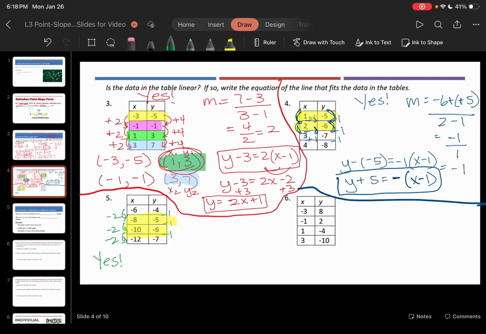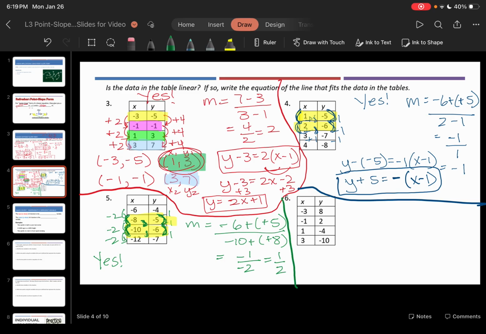But here's what does matter. This is the point negative 8 comma negative 5 and negative 10 comma negative 6, x comma y. So m equals negative 6 minus negative 5 all over negative 10 minus negative 8. These minus and negatives both become positives. And so this is negative 1 over negative 2, which reduces to positive a half, right?